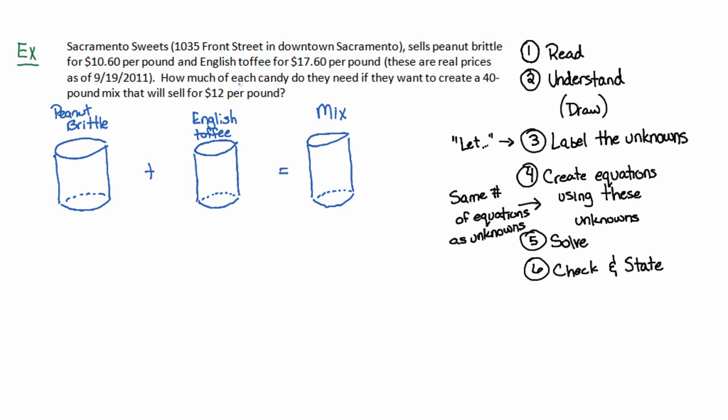So let's think about what we're asked to find. It's usually in the last sentence, and it is right here. How much of each candy? How much of each candy do we need?